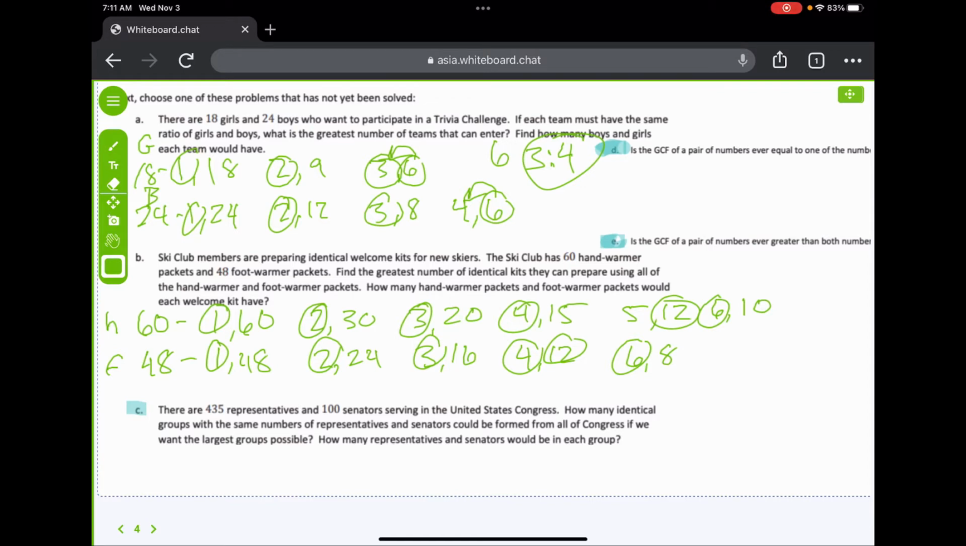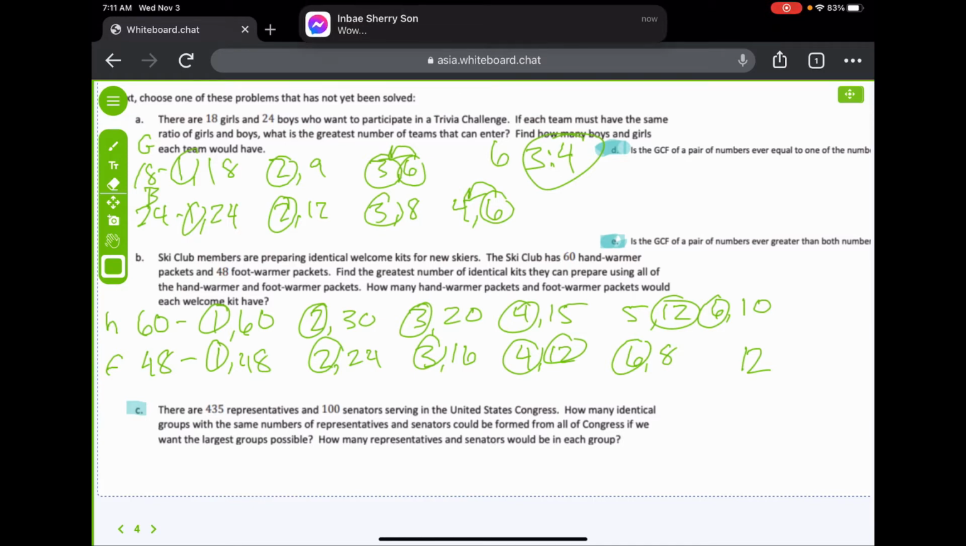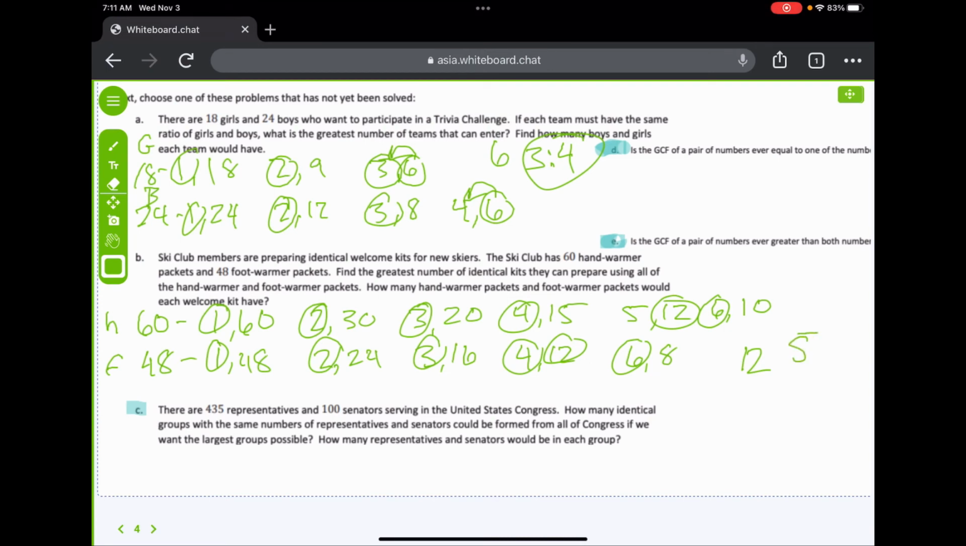Okay, that's it. So we're going to have 12 welcome kits. Okay. We want to know how many welcome kits. We're going to have 12. And what's going to be the ratio? The ratio will be 5 hand warmers to 4 foot warmers.